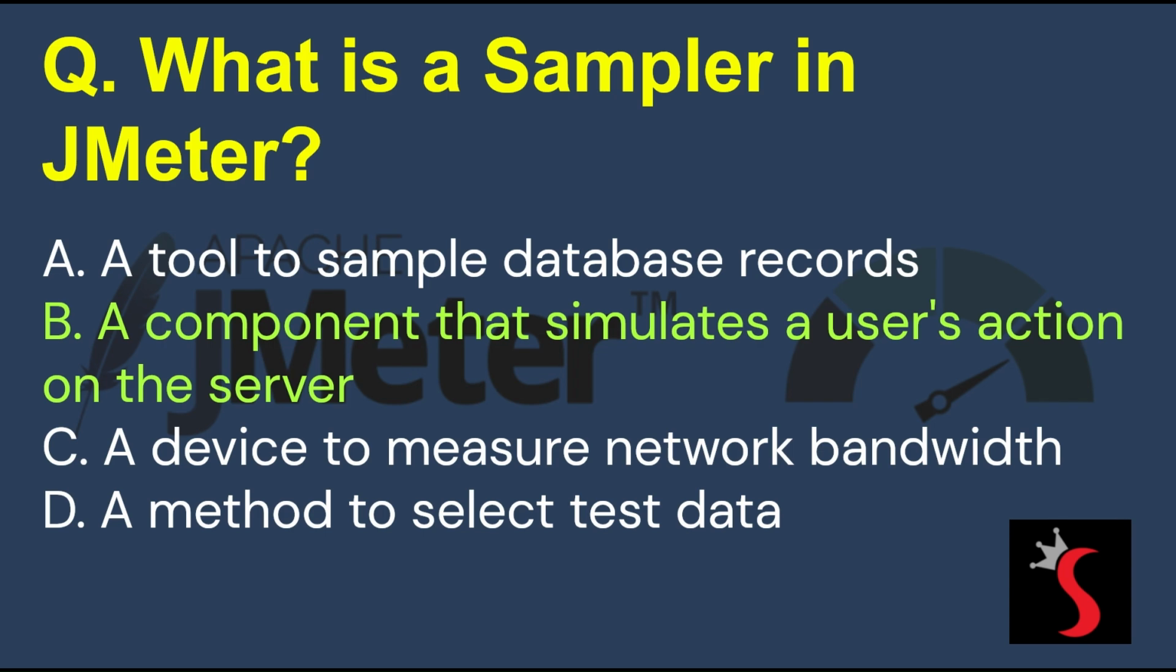And the correct answer is option B, a component that simulates a user's action on the server. In Apache JMeter, a sampler is a request that JMeter sends to a server and then waits for a response. Samplers are a fundamental part of a JMeter test plan and are used for a variety of purposes, including simulating user behavior, measuring performance, capturing responses.